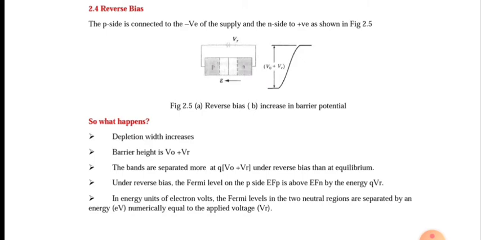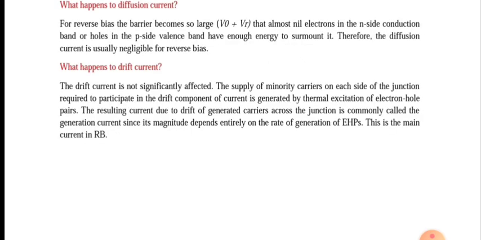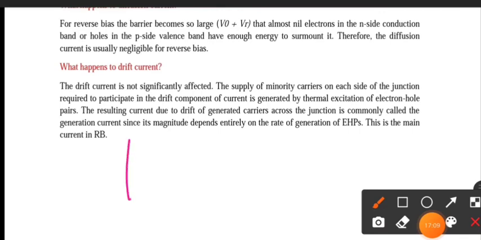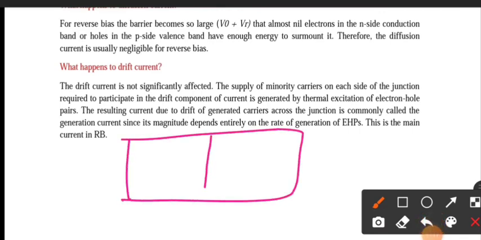Now what will be the condition of diffusion current? We have seen that all the majority charge carriers in the P and N will move towards the negative and positive terminals. So at the junction there are no mobile charge carriers, only immobile acceptor and donor ions. So this is the junction, and the condition will now be like this.